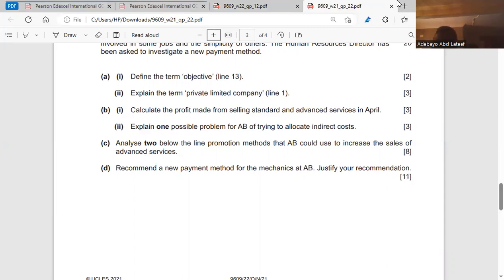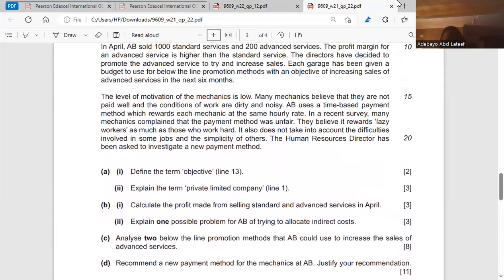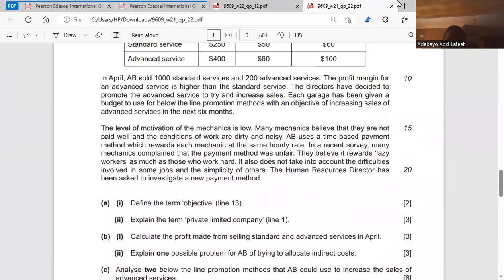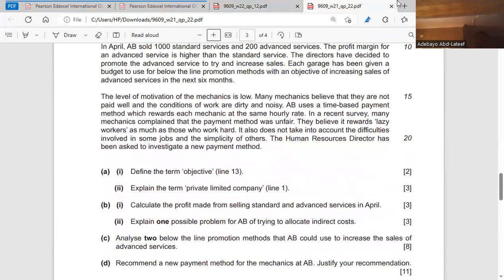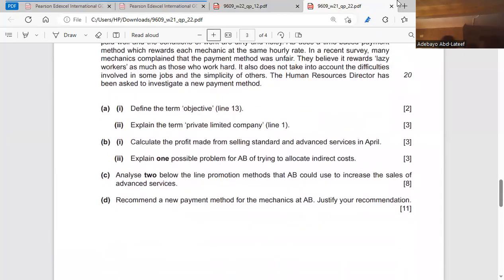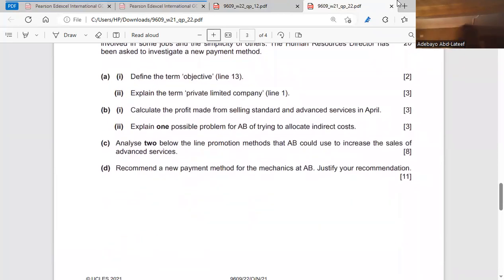B, recommend a new payment method for the mechanics at AB, justify your recommendation. So the mechanics, what method is AB using? Go back, he said, the second paragraph, the level of motivation of the mechanics is low. Many mechanics believe they are not paid well, and the conditions of work are dirty and noisy. AB uses a time-based payment, which might not be conducive for them. So they are not motivated anyway.